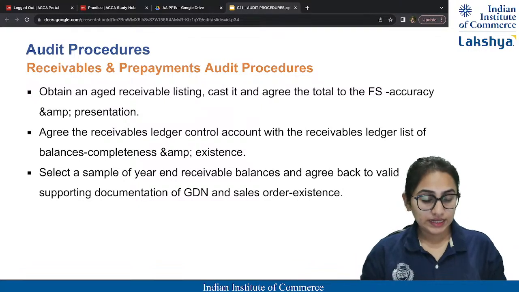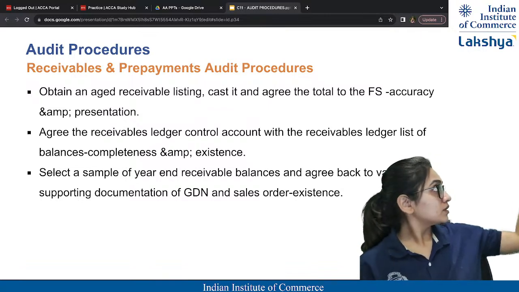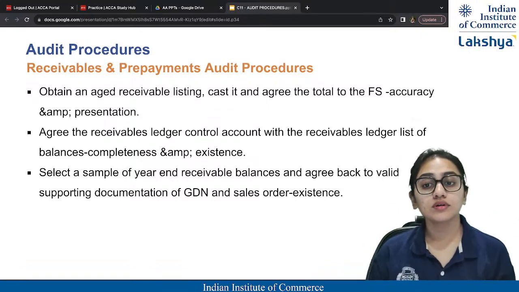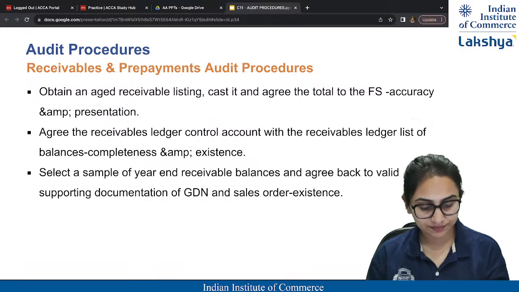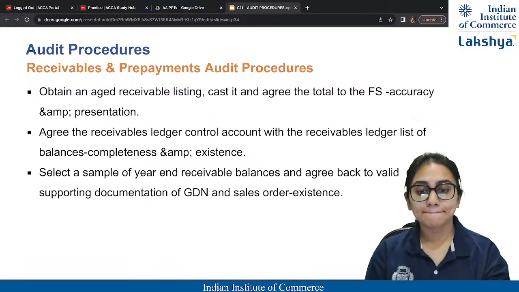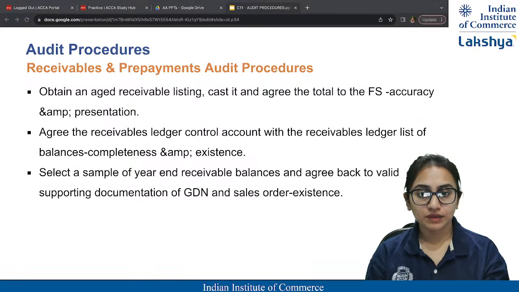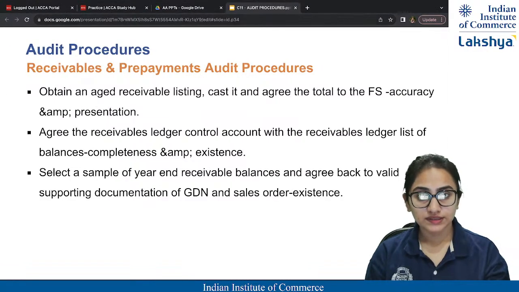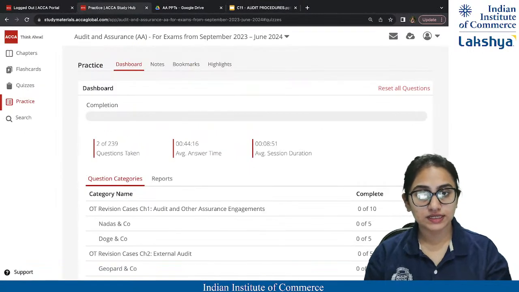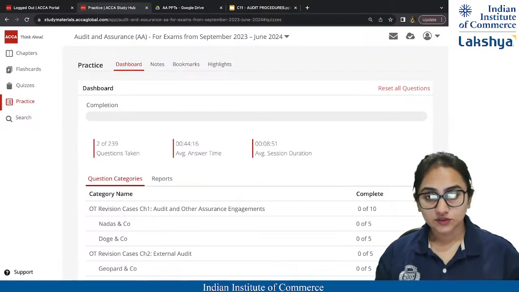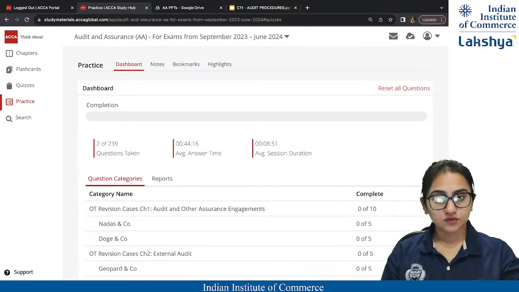So then I think now we are ready to solve the questions. Right. So let's once again go to the ACCA Study Hub. Select your subject; yes, I have taught you how to do that.